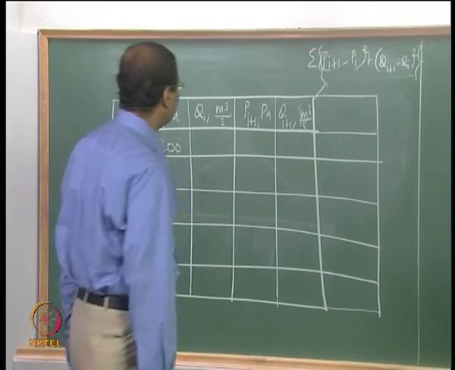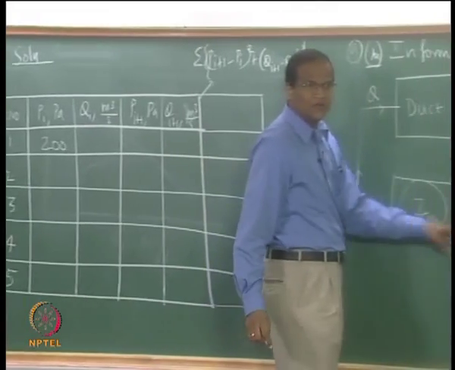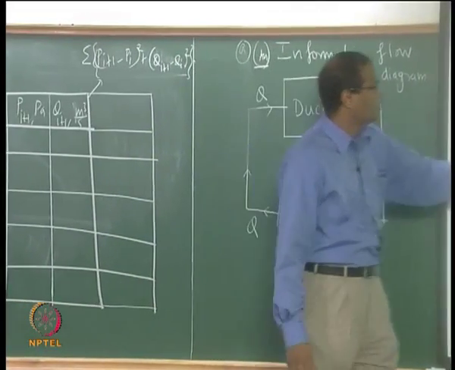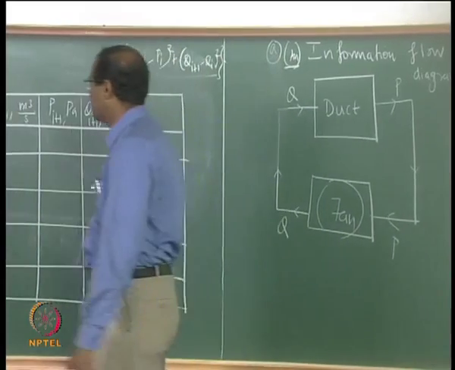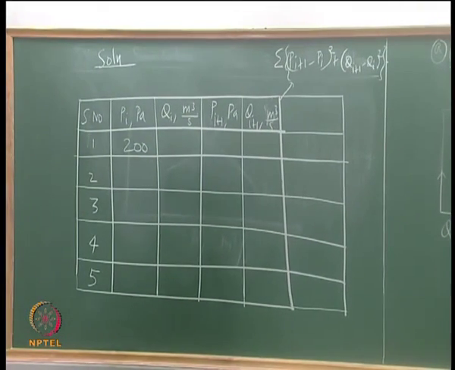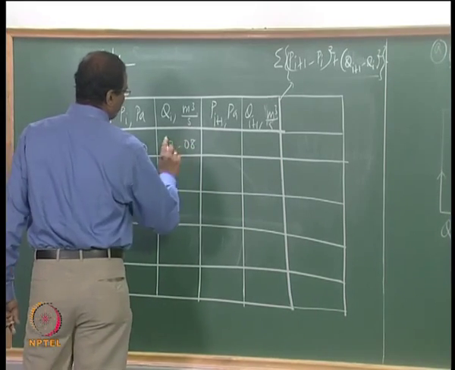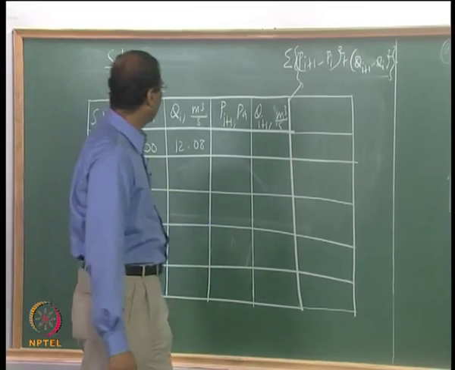So we are starting from the fan equation, right? So we are starting here. So it is 200. And you can substitute here, you can get the value of Q. What are you getting? 12.08, that's okay. So with Qi you are getting Pi plus 1.